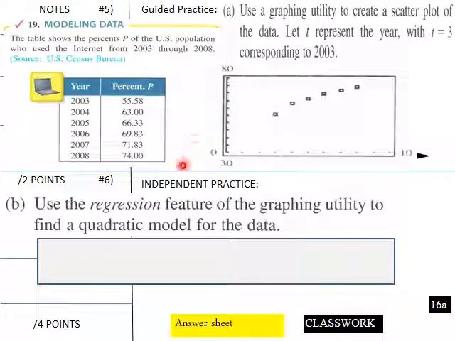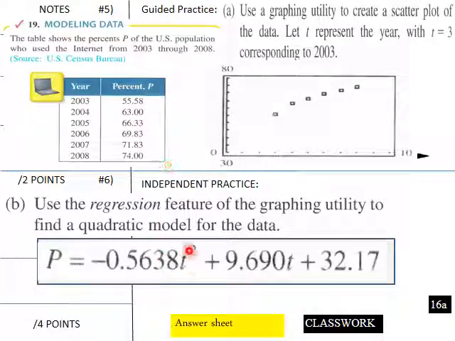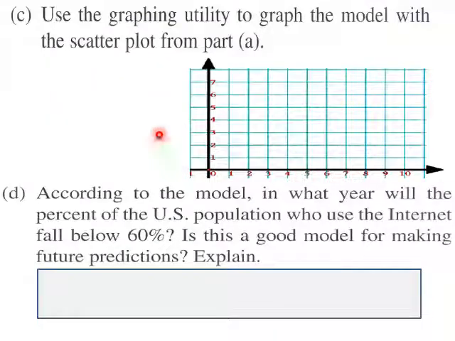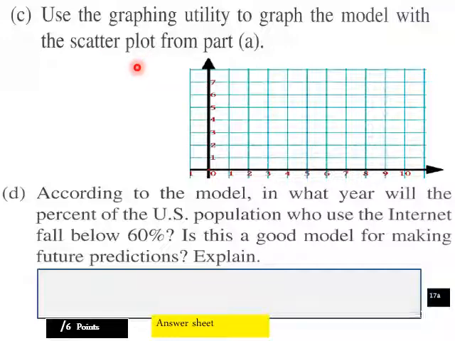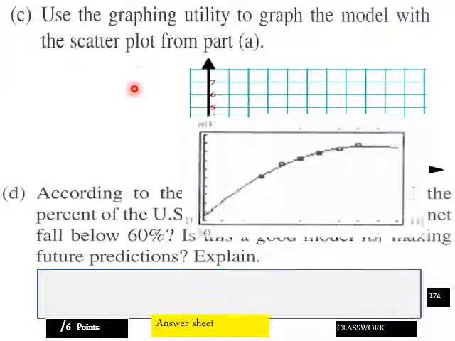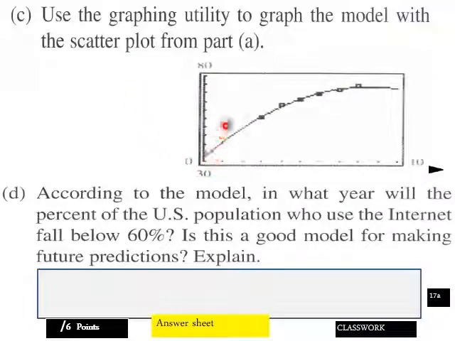And this is what your data would look like here, 2, 4, 6 plots. And down here is the model, once we plug that into your calculator. Here is your model for this data set. Then using the graphing utility, graph the model with the scatter plot from part A. Once we have our regression, we go ahead and plot that and see how closely it matches the original plot. Looks like it does a pretty good job.